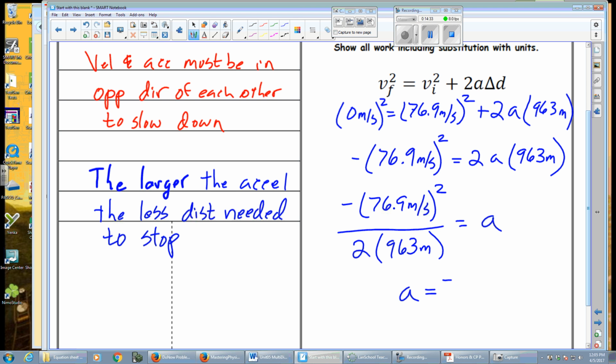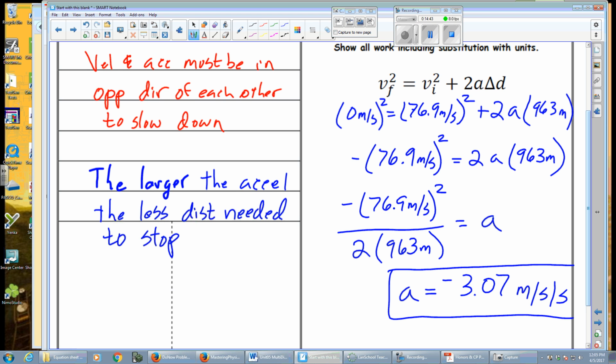So I get negative 3.07 meters per second every second. Right. So it wants magnitude. You just give the positive value of that, and then the negative comes in for the south.